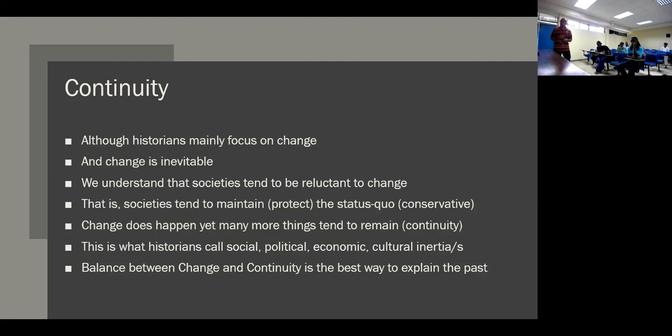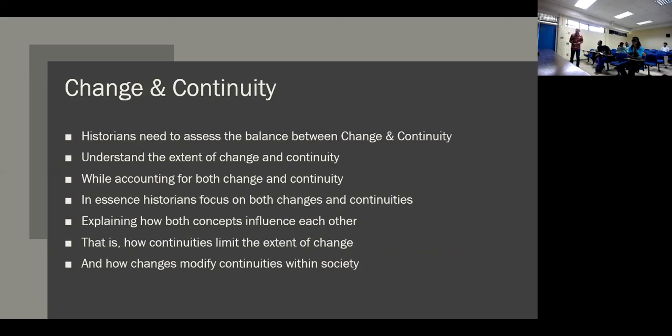In a sense, what we know is that the balance or relationship between change and continuity is the best way to explain the past. What are the things that change? What are the things that continue, or that remain? And that's how we have to think historically. Change and continuity. Historians need to assess the balance or the relationship between change and continuity. What are the things that are changing and why? What are the things that remain and why?